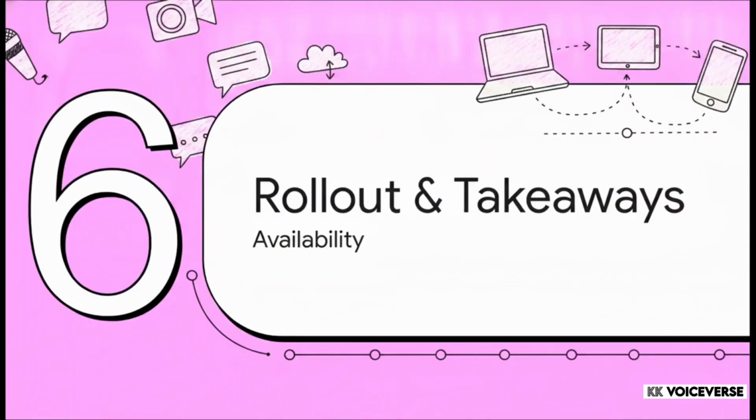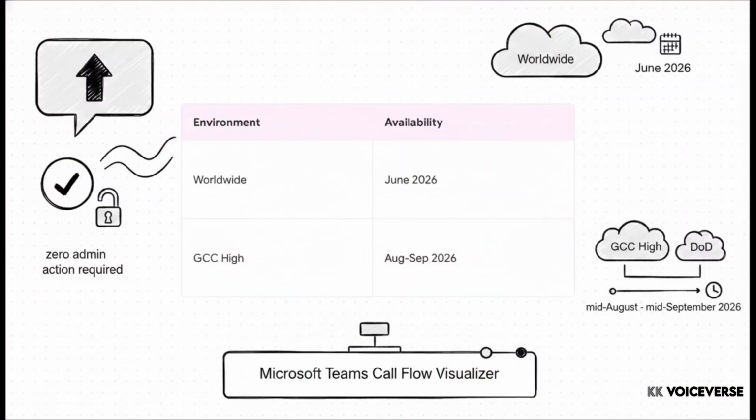Finally, part 6, rollout and final takeaways. Let's see when you can actually get your hands on this. Okay, best news of the day. For most of you, you don't have to lift a finger to start using this today. The feature is enabled by default across eligible tenants. It hit general availability for worldwide and GCC environments back in June 2026. And if you are on GCC High or DoD, you're looking at a rollout window right between mid-August and mid-September of 2026.